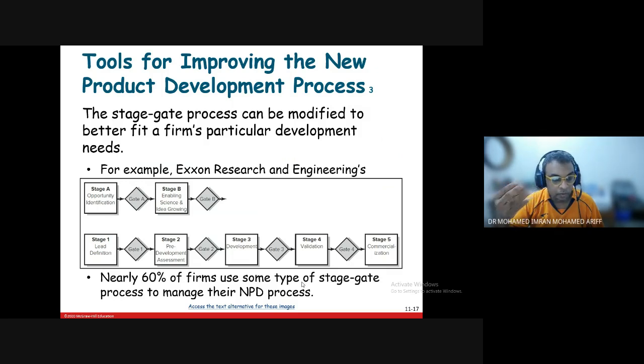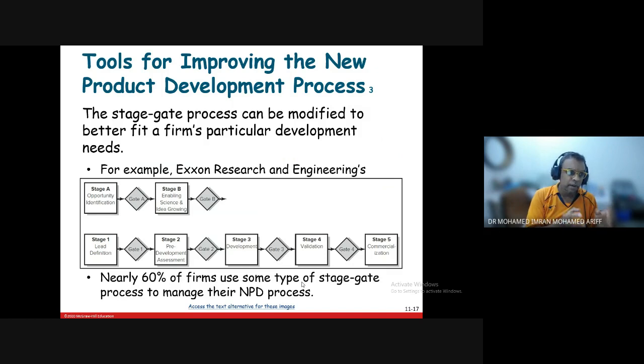For example, if you are working in Proton, then you need to go through the stage gate process because you're dealing with human lives. Kalau kereta tu tak betul, you develop it such that it's very fast, the kereta tu tak betul, lives can be lost. So in the stage gate process, they must cover everything.